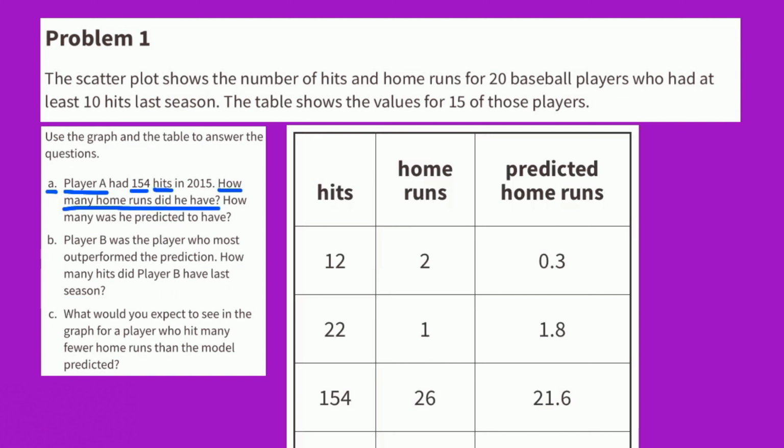A. Player A had 154 hits in 2015. How many home runs did he have? How many was he predicted to have? He had 154 hits, 26 home runs, and he was predicted to hit 21.6 home runs.